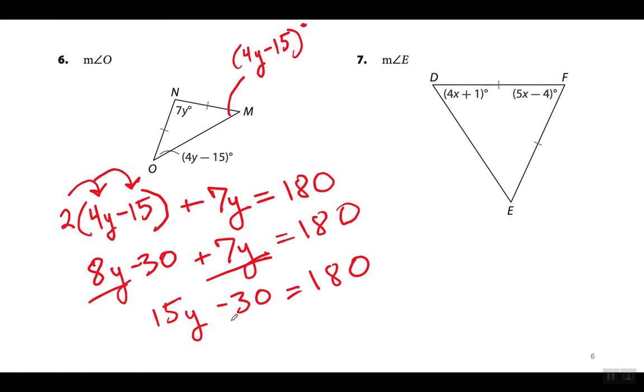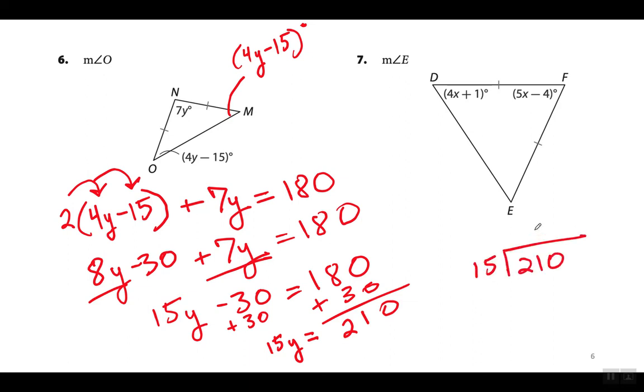Okay, now I'm going to move the minus 30 to the right by adding 30 to both sides. And that's going to give me 210. 15y equals 210. Alright, now I got to divide, so 210 divided by 15. 15 goes into 21 one time. By the way, sorry that came out so crooked. 1 times 15 is 15. Remainder is 6. Bring down the 0. 15 goes into 60 4 times. So y equals 14.